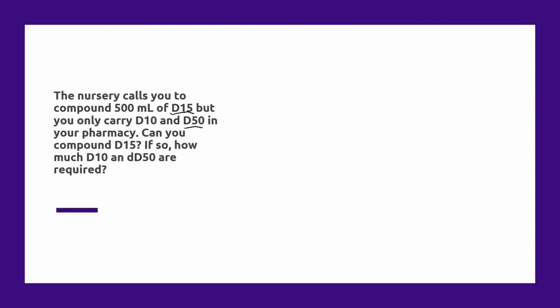D15, D50, D10. What these are all inferring is the percentage concentration of dextrose solution. So D15 equals 15% dextrose. D10 equals 10%, and D50 equals 50%. I don't know that you'd see this kind of question on the PTCE without explaining that, but it is good to know, and it's important if you're working in a pharmacy because these terms do get used. These abbreviations are commonly used, especially in the hospital or compounding pharmacy environment.